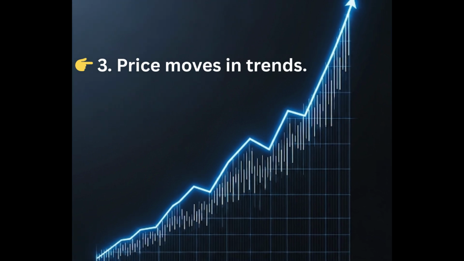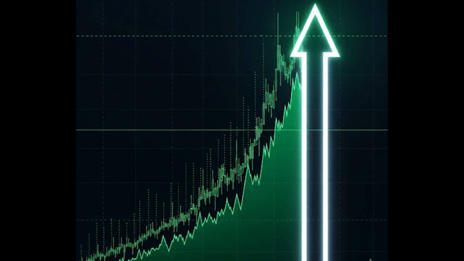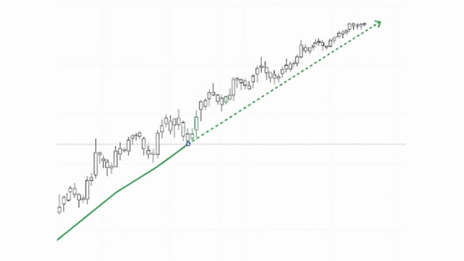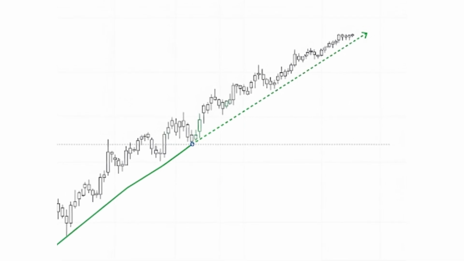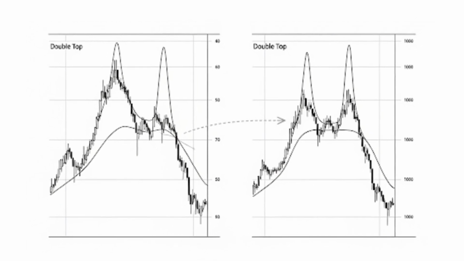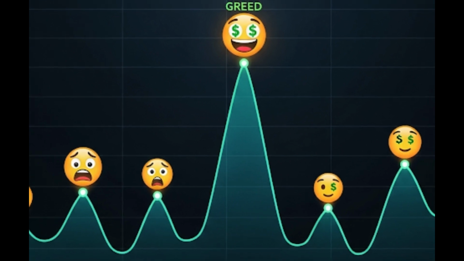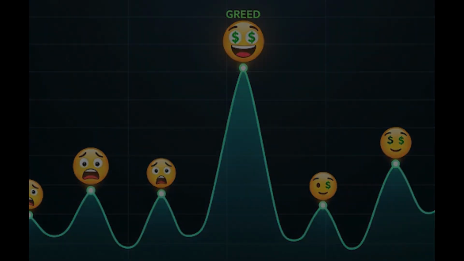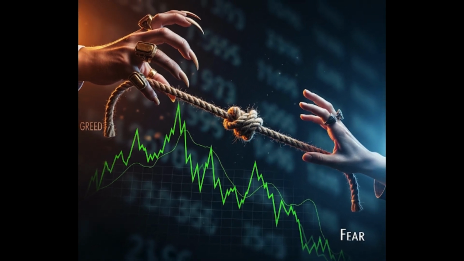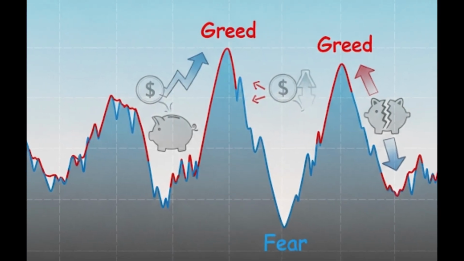3. Price moves in trends. Big moves in the market are not random. They happen in trends. Once a trend sets in, prices usually continue in that direction for a while. 4. History repeats itself. Why? Because human behavior doesn't change. Greed and fear drive buying and selling the same way they always have. That's why chart patterns tend to repeat.